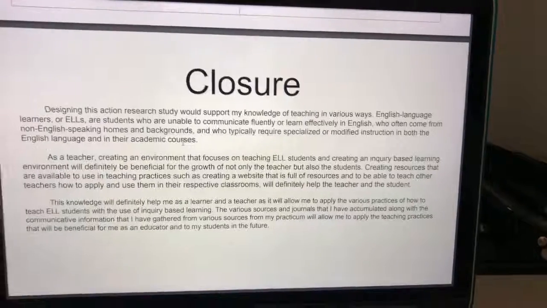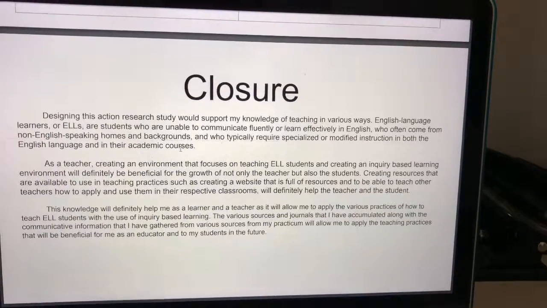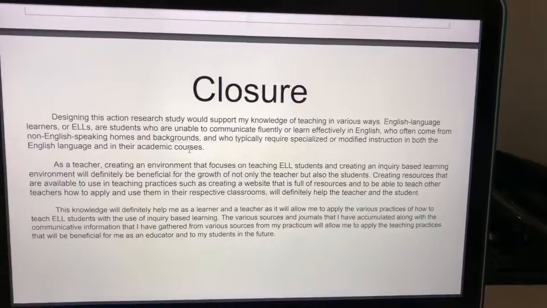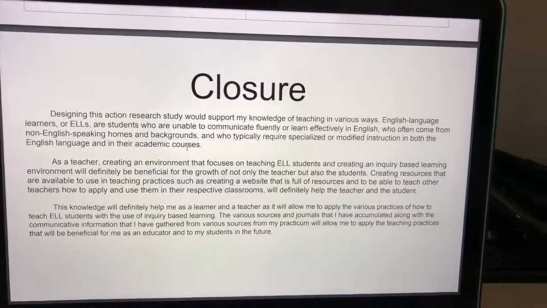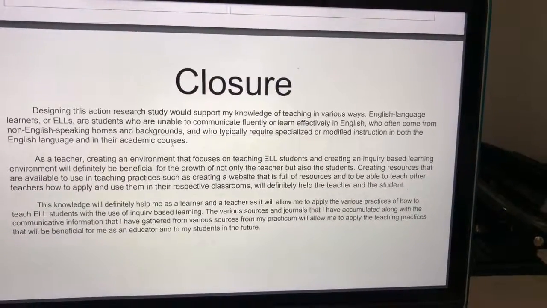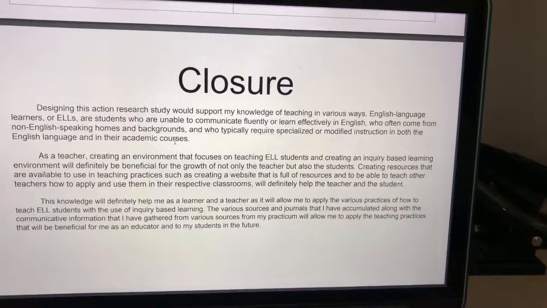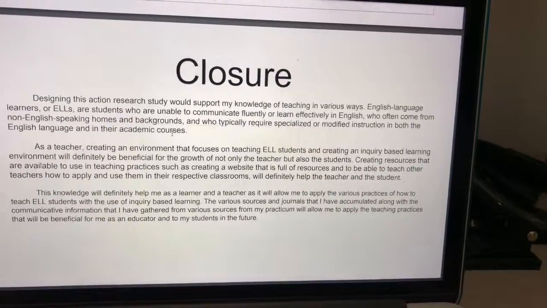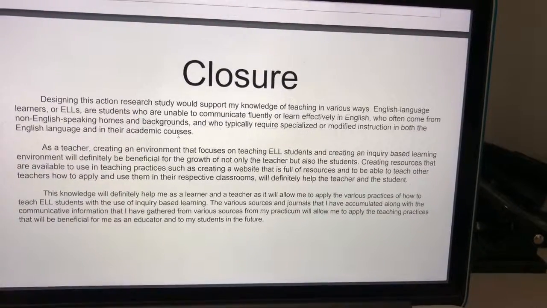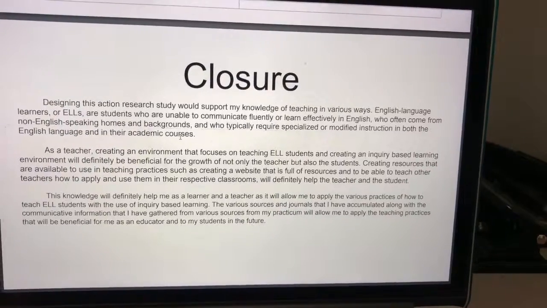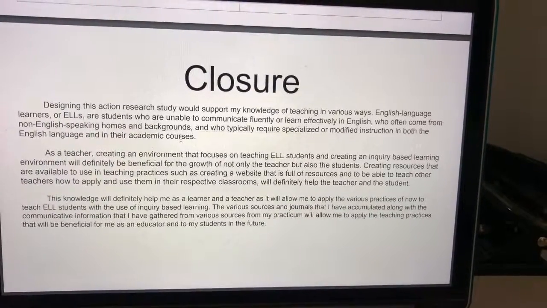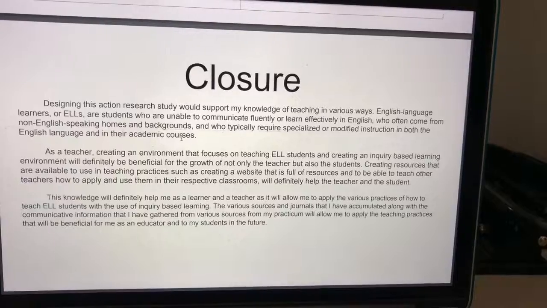So in closure of my research, basically designing this action research study would support my knowledge of teaching in various ways. English language learners, or ELLs, are students who are unable to communicate fluently or learn effectively in English, who often come from non-English speaking homes and backgrounds, and who typically require specialized or modified instruction in both the English language and in their academic courses.